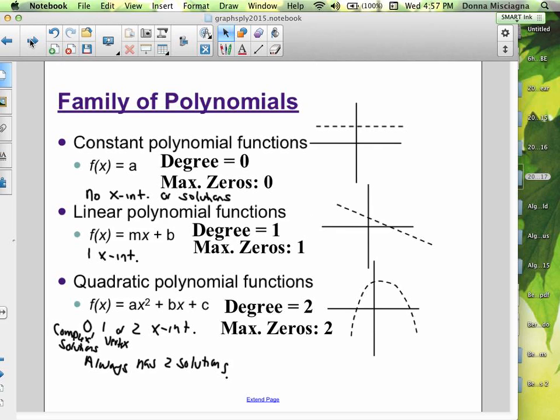Quadratic polynomial functions, ax squared plus bx plus c, are degree 2. The maximum number of zeros is 2. However, it can have 0, 1, or 2 x-intercepts. We'll have 0 x-intercepts if our solutions are complex, so we have an i. We're not going to cross the x-axis. If we have 1 x-intercept, it's going to be our vertex. Otherwise, we'll have 2 x-intercepts. But we always have 2 solutions. It's just sometimes our solutions aren't x-intercepts.